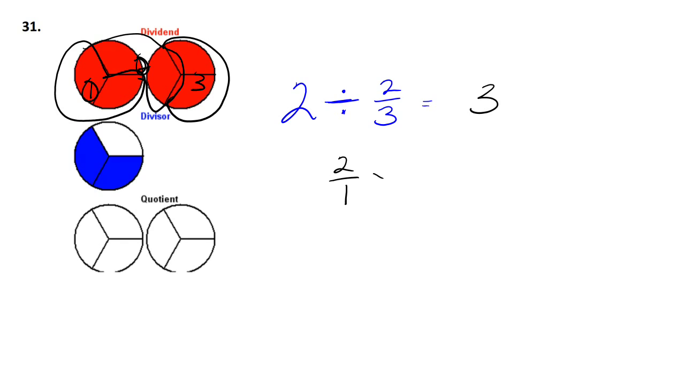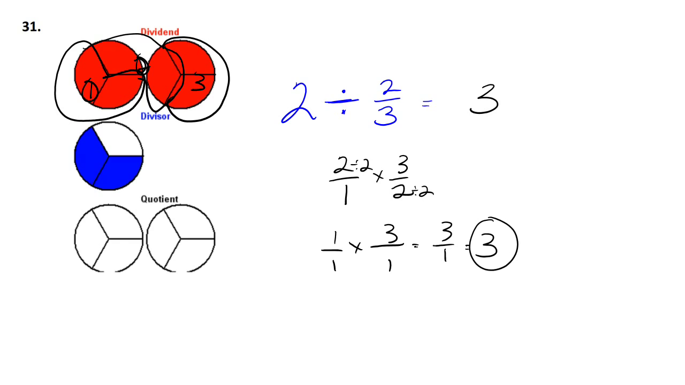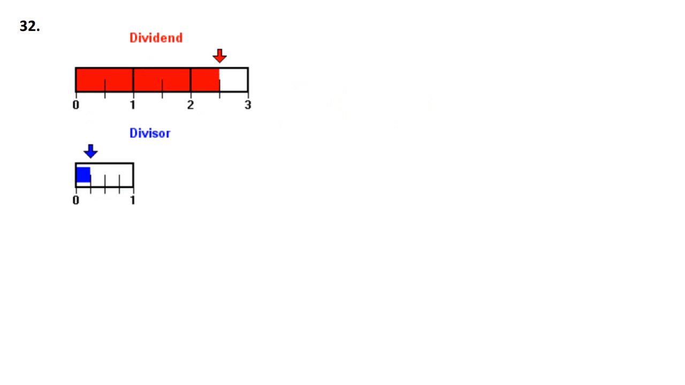We can test this by doing the math here. 2/1 times 3/2. We could cross simplify by dividing by 2. We know that equals 3/1, which equals 3. So, we could test our model by doing the steps for division.